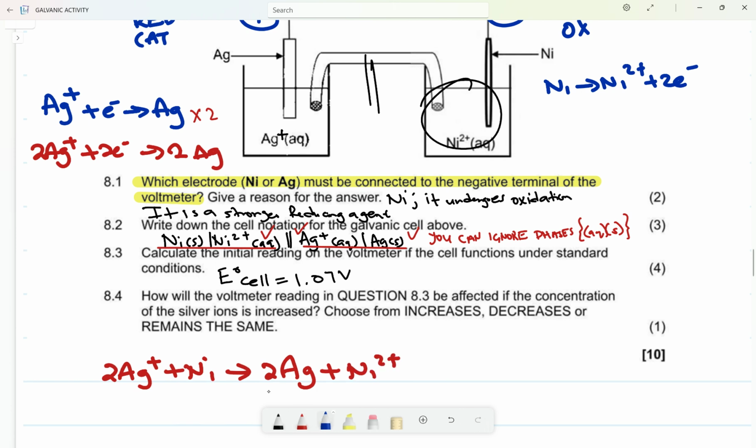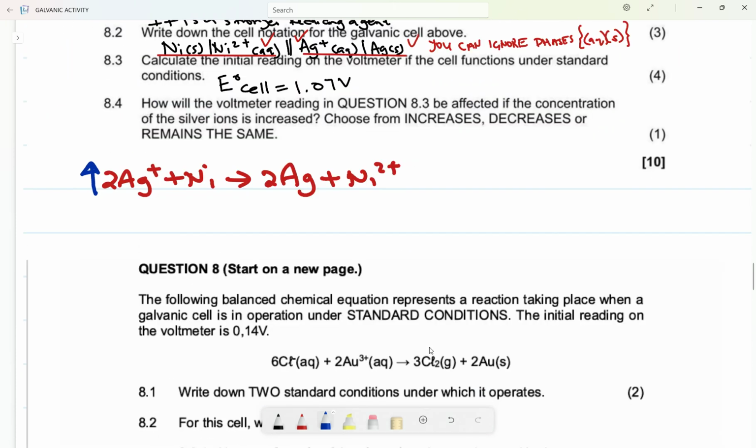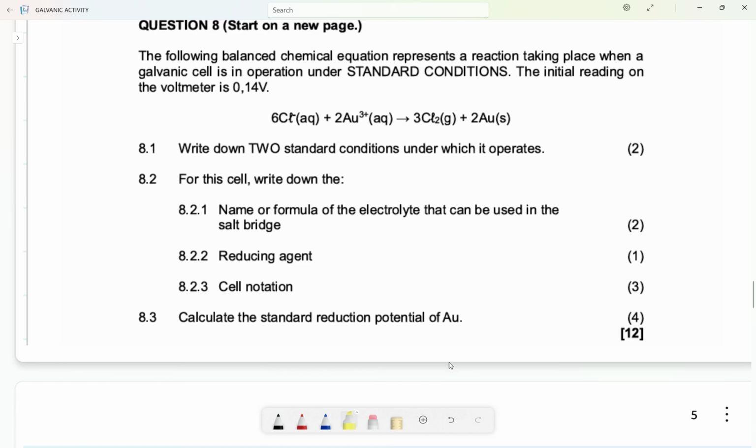And then the question is, how will the voltmeter reading be affected if the concentration of silver ions increases? Remember, we're going to reason using Le Chatelier. If you increase the concentration of Ag plus, you're going to favor the forward reaction. And when you favor the forward reaction, you are speeding up the reaction. So it means the voltmeter reading will increase. I hope it makes sense. Let's move to another question 8.